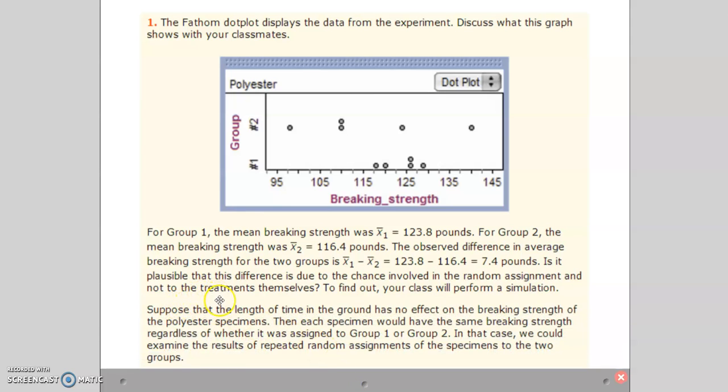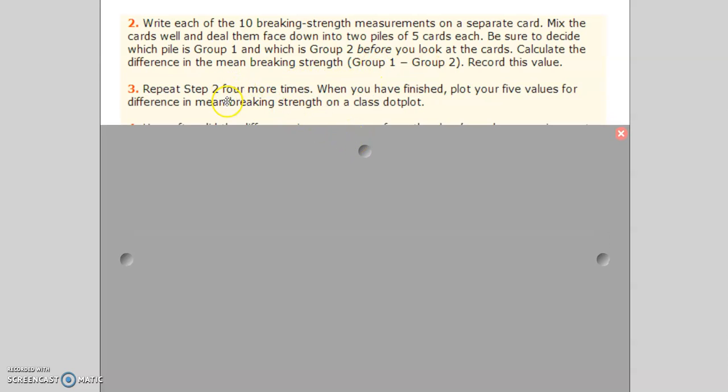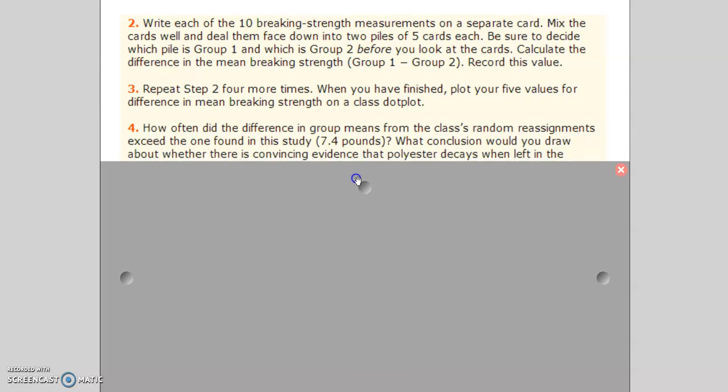Now, to do this simulation, we're going to suppose that the length of time in the ground had no effect on the breaking strength. So basically, each one of these specimens has a breaking strength that will be the same no matter which group it is assigned to. So we take these 10 strips and we randomly assign them to either group 1 or group 2, and we just assume they're going to have the same breaking strength. We would have written the 10 breaking strengths on index cards and just shuffled them and dealt 2 piles of 5. We would have calculated the mean of each group and then found the difference and recorded that value. Each of us would have run this simulation many times and made a dot plot of our breaking strength differences.